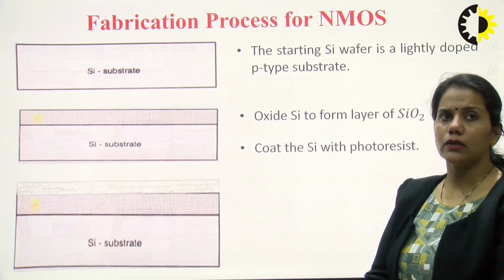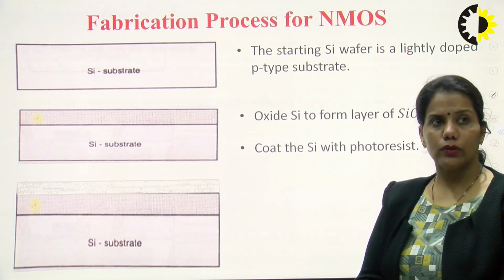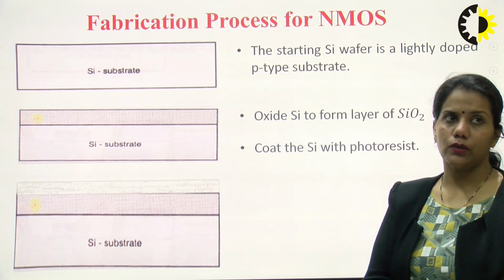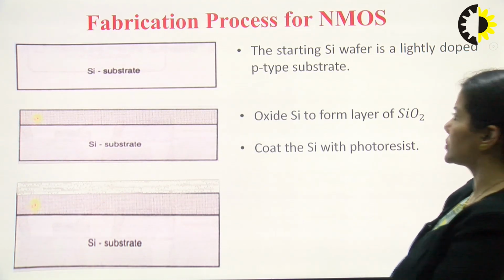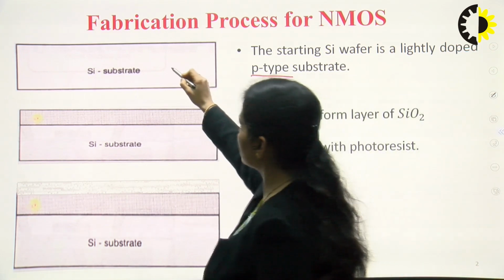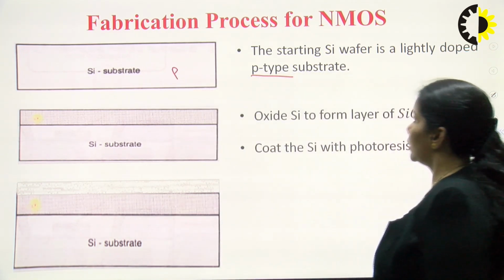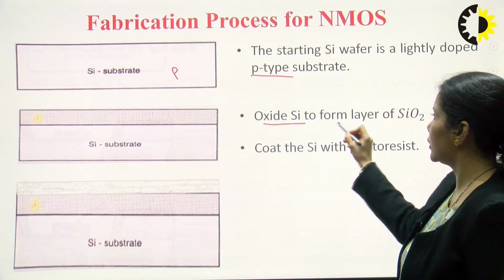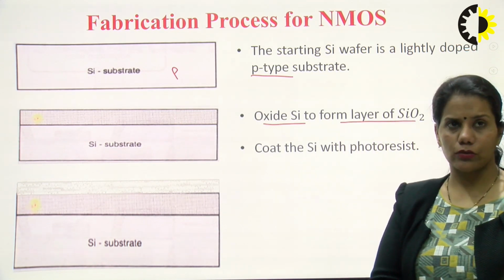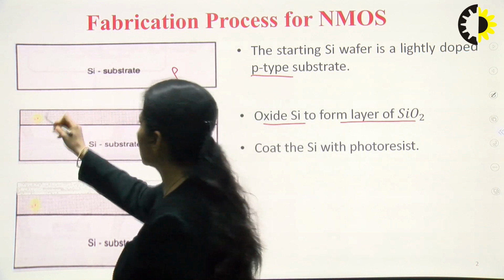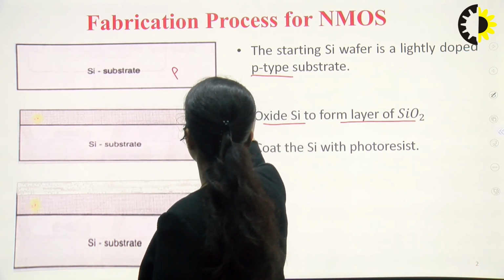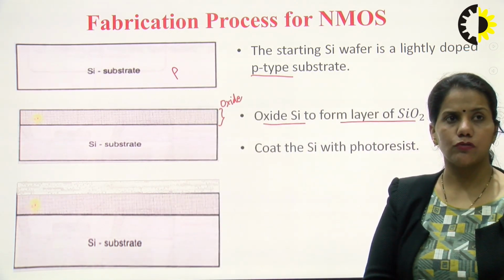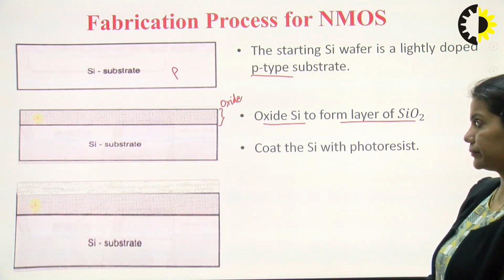When we are going to fabricate the NMOS device, we know that we have to create a channel that should be N channel, that is of N type. So what type of substrate will we take? We will take a substrate of P type. So this is the P type substrate. Now the second step is oxidation of silicon to form a layer of SiO2. We have to oxidize this silicon substrate to form the silicon dioxide layer over it. This is the oxide layer.